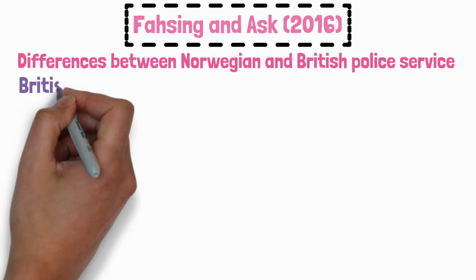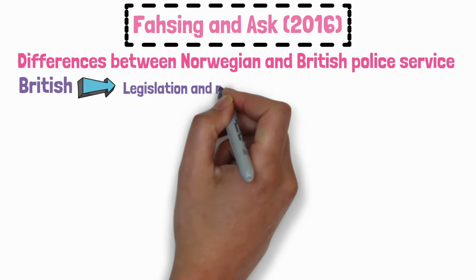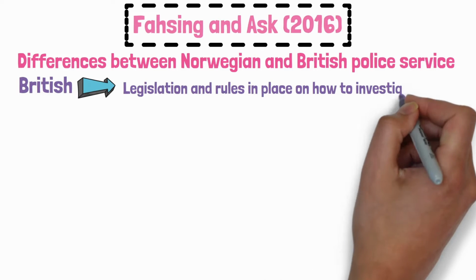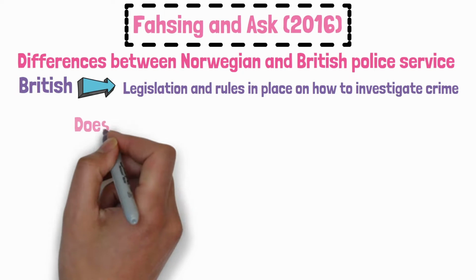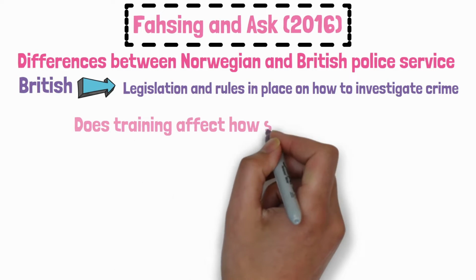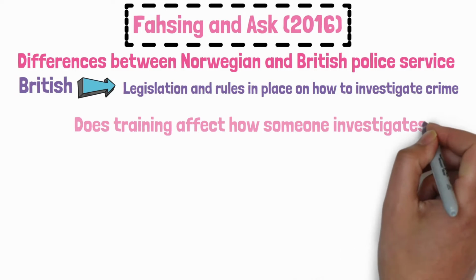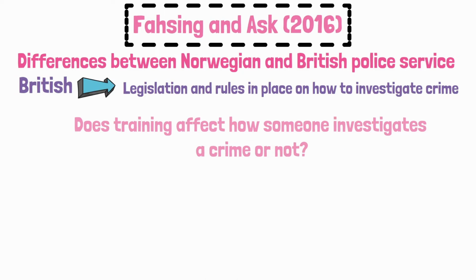For example, the British has legislation and rules in place on how to investigate crime, and we should not assume that this is the same in all countries. So how does the training affect how someone investigates a crime or not, depending on their culture?